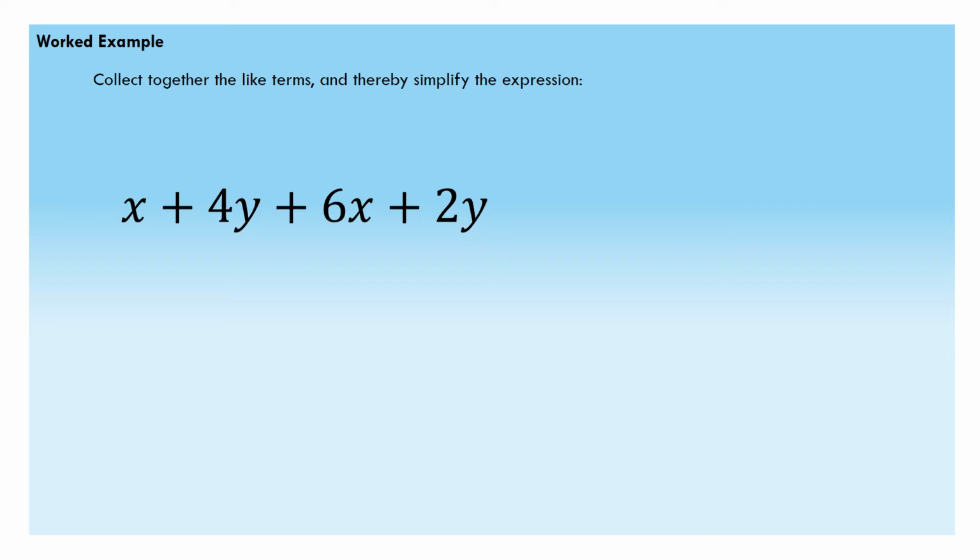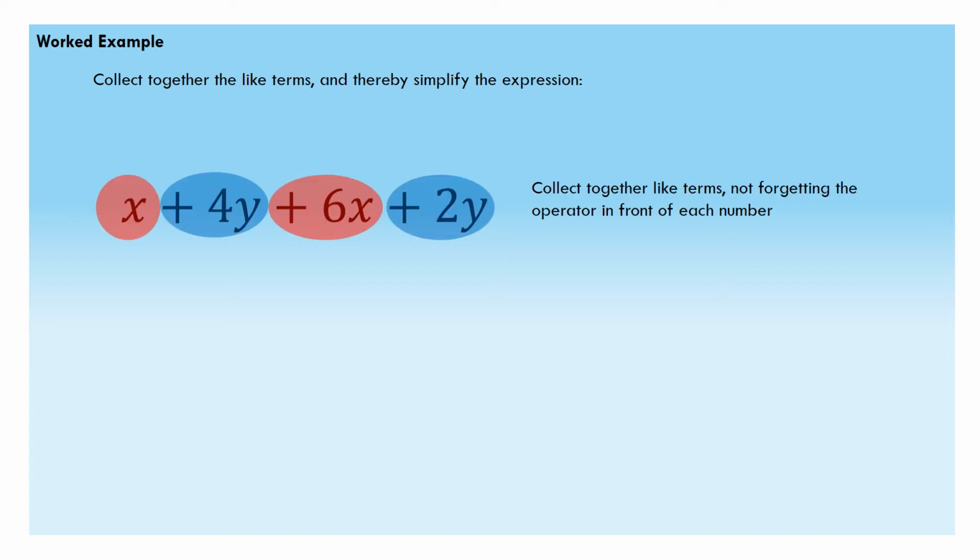So let's have a look at a worked example here. Collect together the like terms and thereby simplify this expression. We've got x plus 4y plus 6x plus 2y. So we see that we've got x and y, and we've got some numbers in there as well. Well, the first thing we do is collect together the like terms.